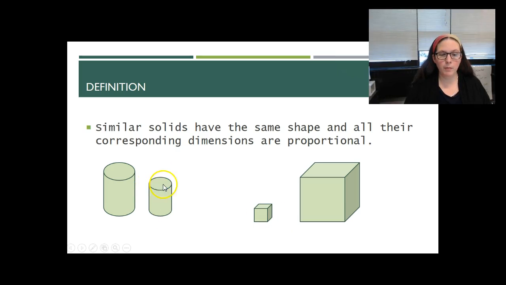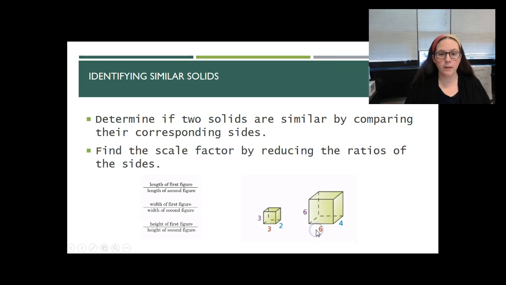For example, the radius of the circle on the ends of the cylinder needs to be proportional with the height of the cylinder. Again, their circumference would be proportional. All of the parts of those need to be proportional. So in a cube, we're always talking about length, width, and height. Those would need to be proportional for our cubes to be similar.